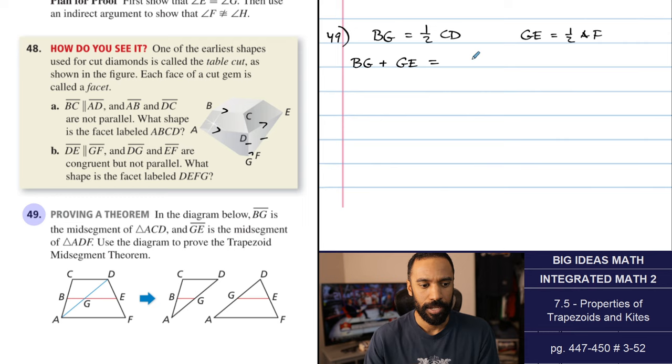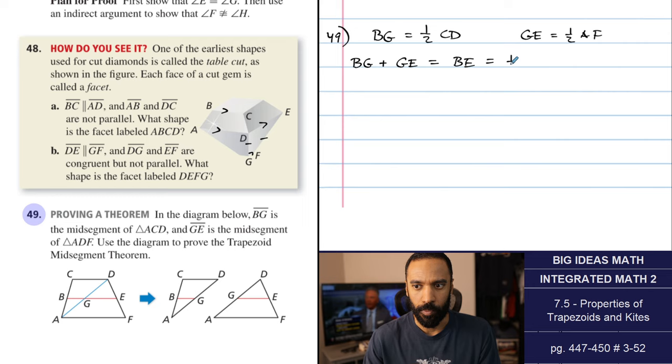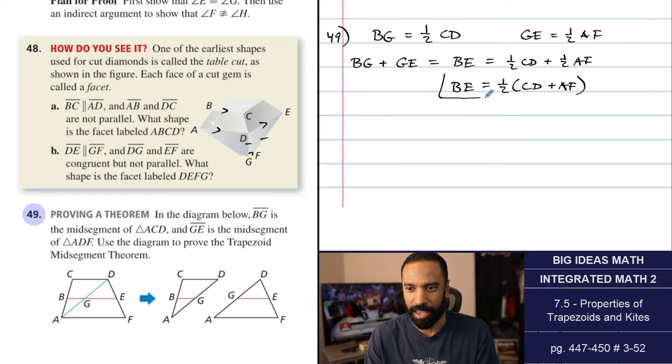And altogether, that's also going to be 1/2 CD plus 1/2 AF. Oh, this is really easy. So BE, if you take out the 1/2, it's 1/2 (CD plus AF). And that's the trapezoid mid-segment theorem, that is exactly half that. I think that's all I need.